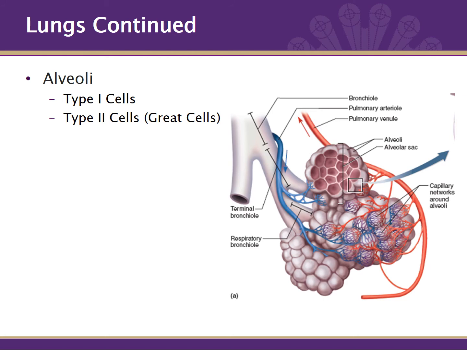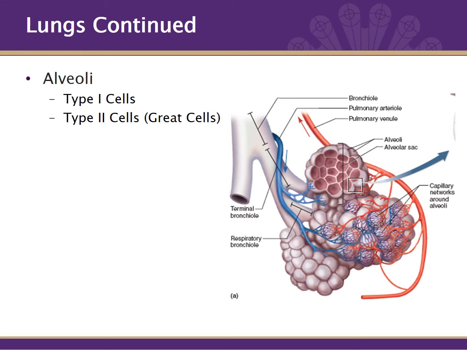Type 2 cells are cuboidal cells, account for 5% of the surface area but are actually more numerous. Their job is to repair alveolar epithelium when type 1 cells are damaged. They also secrete pulmonary surfactant, which is lipids and proteins that coat the alveoli. Surfactant prevents the walls of the alveoli from sticking together, so inflating them next time will be easier.